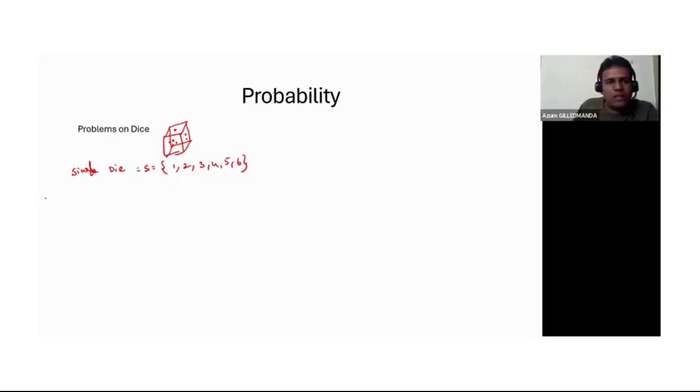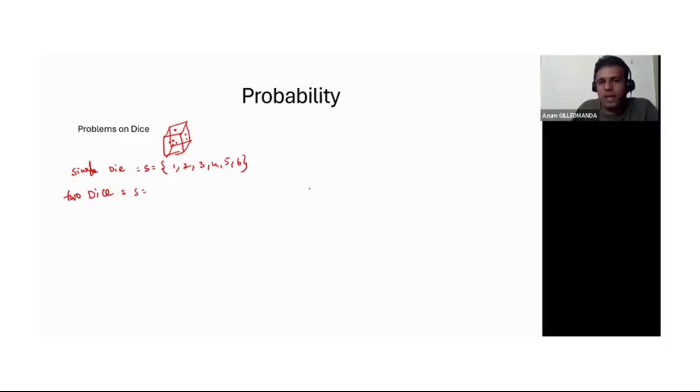Now, what happens if you throw 2 dice? If you throw 2 dice, this sample space becomes huge, because here you can get 1, there you can get 1 or 2 or 3 or 4 or 5 or 6. So it is like 6 times 6. So 36 possible outcomes are there. Okay, 6 square outcomes are there. So how to find those outcomes?